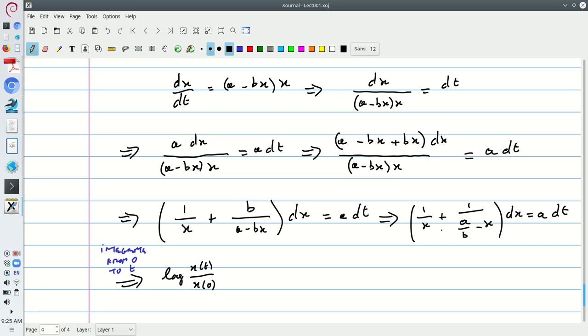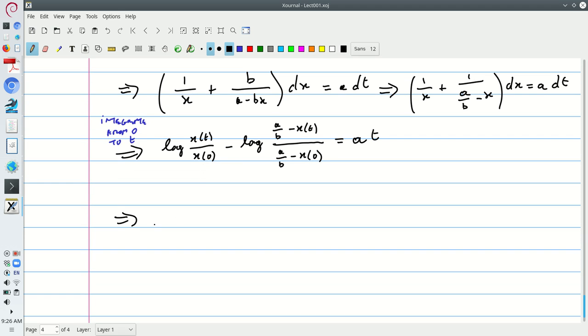I get that this term is given by minus the logarithm of a divided by b minus x of t, divided by a divided by b minus x of 0. This quantity here must be equal to the integral of a from t equal to 0 till t, so it's simply a times t. So I have this expression here.